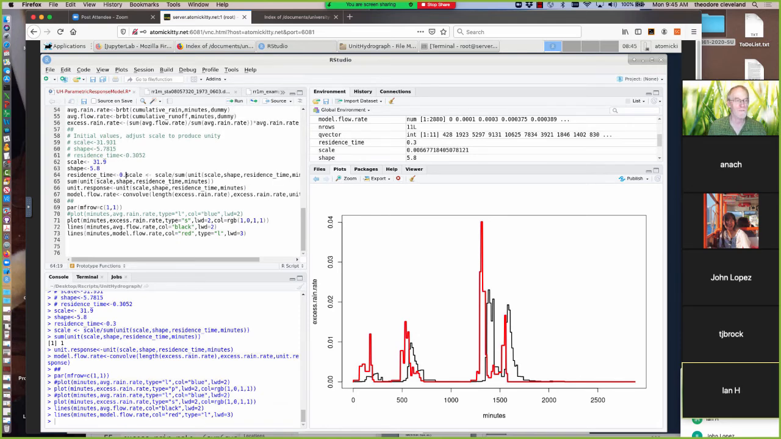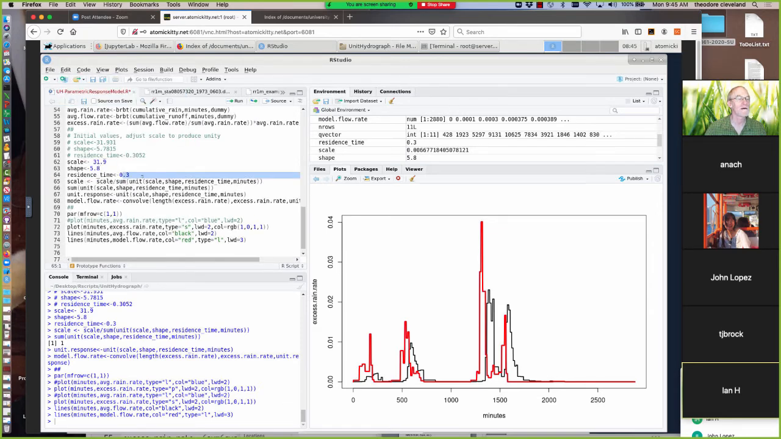I'm going to use some prior... ooh, I don't want that to happen. Is there an undo? Yay. I'm going to use some prior knowledge.